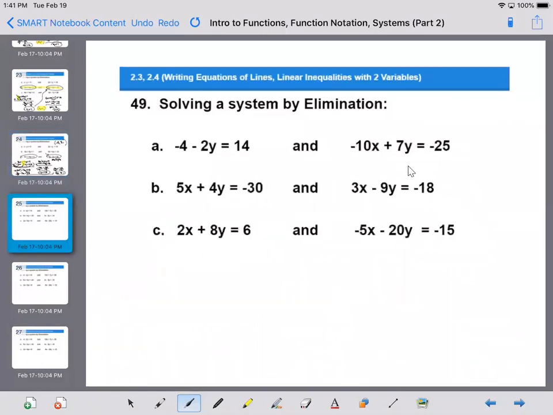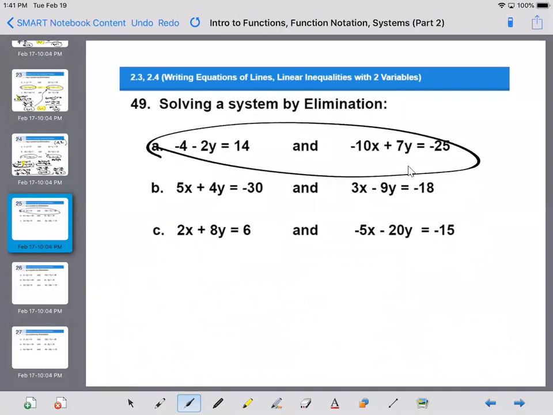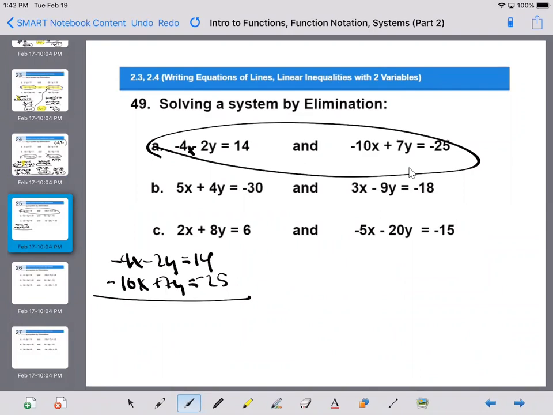Again, with elimination, let's look at this one right here. So that should be x there. So -4x minus 2y is equal to 14. And -10x plus 7y is equal to -25. So on this one, I'm going to end up multiplying. Looks like I'm going to have to pick. And so do I want to eliminate x or y? So I'm going to actually have to do both of these by a certain number.